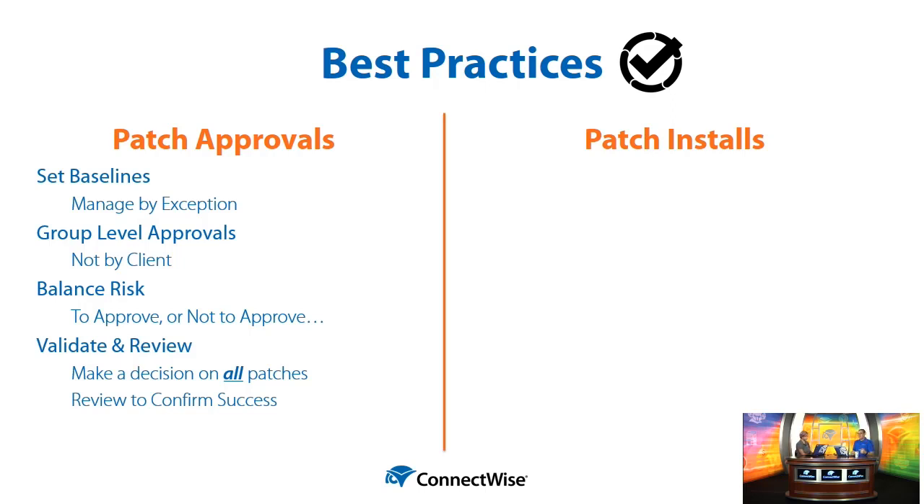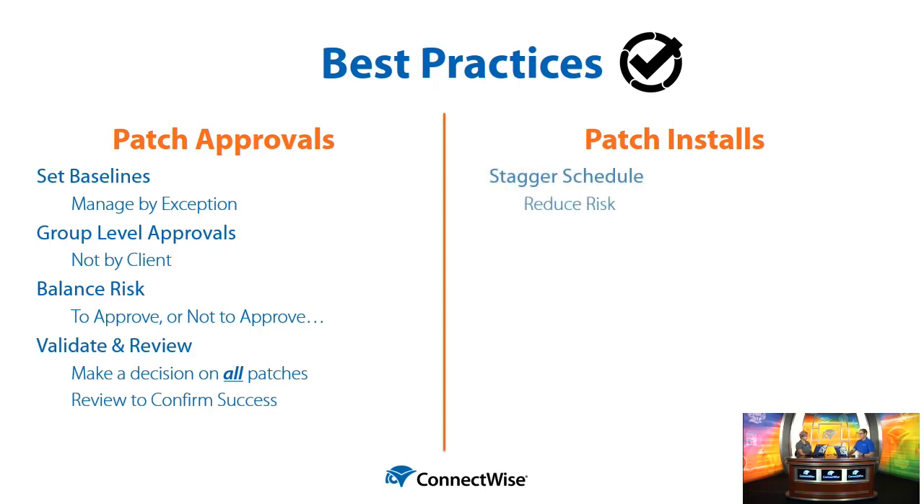Because if I manage by exception, I don't do it by clients, I balance the risk, and then I start reviewing, everything starts to come together as you build it piece by piece, instead of trying to tackle everything and saying it's easy if I just do it this way. If you focus on the patch itself and work your way back from the patch, it's going to be a lot easier to manage moving forward.